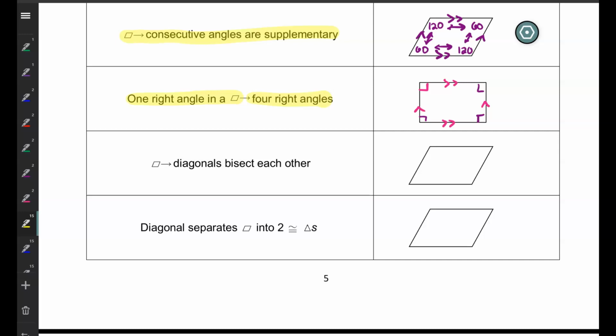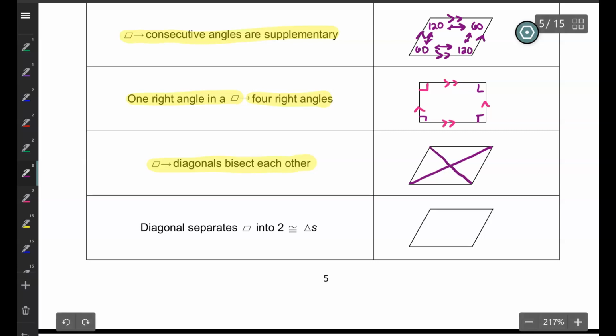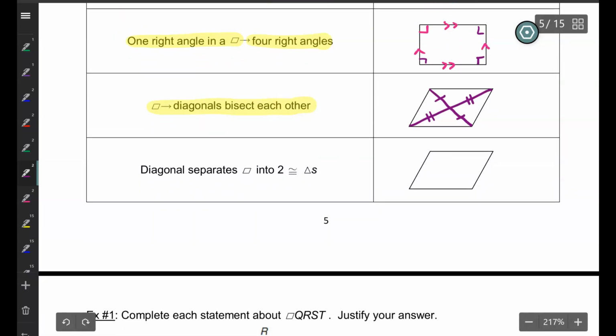This one is another big one: if you have a parallelogram, the diagonals bisect each other. So that means this diagonal and this diagonal are cut in half. These diagonals are not congruent, but what ends up happening is they get split into two smaller congruent parts. So each diagonal is cut in half.